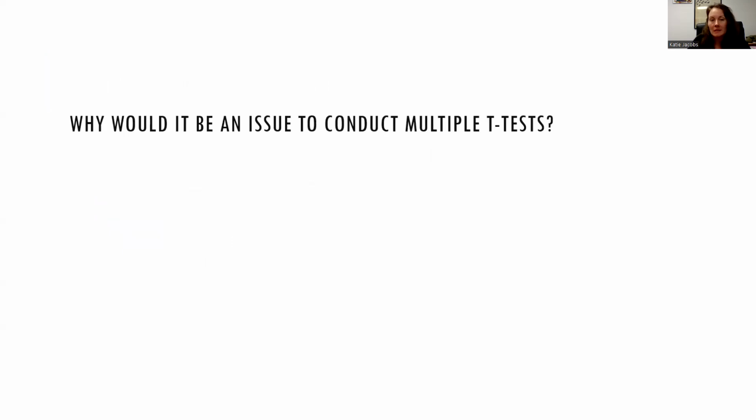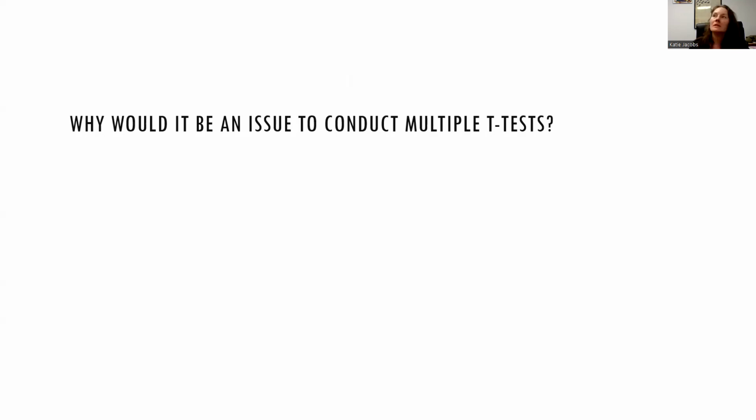So why would it be an issue to conduct multiple t-tests like that? Think about this really hard before we move on. So remember, when we conduct one, let's just say independent samples t-test, because that's the t-test you would use to compare 2 group means or 2 sample means with a between group research design.